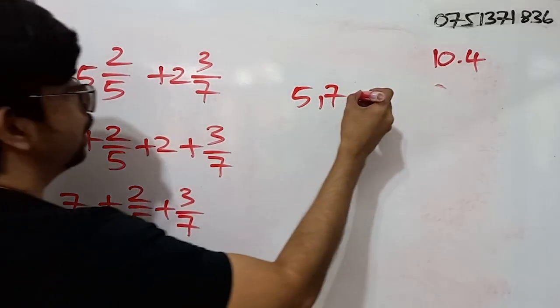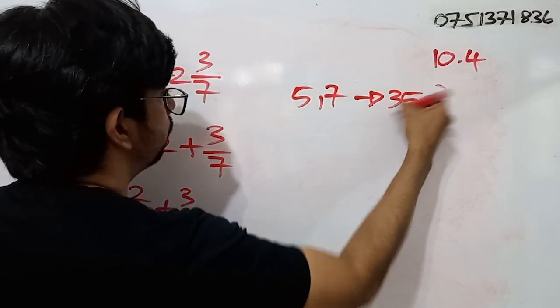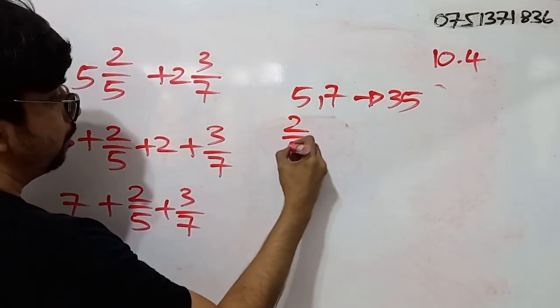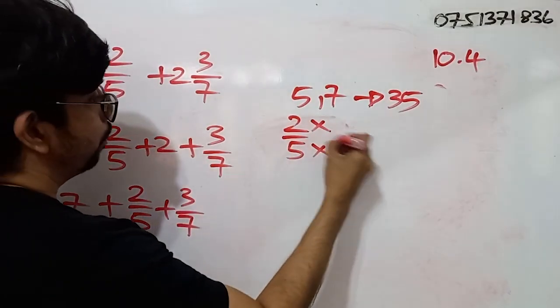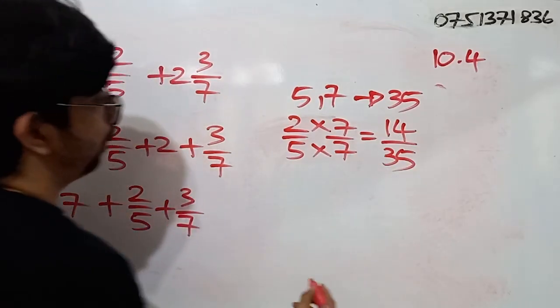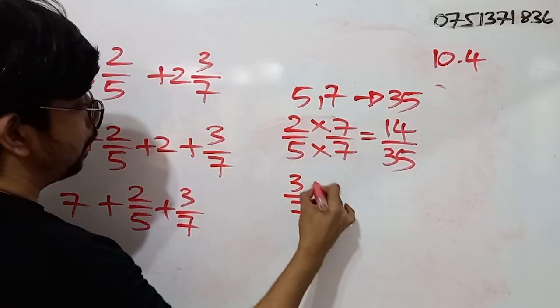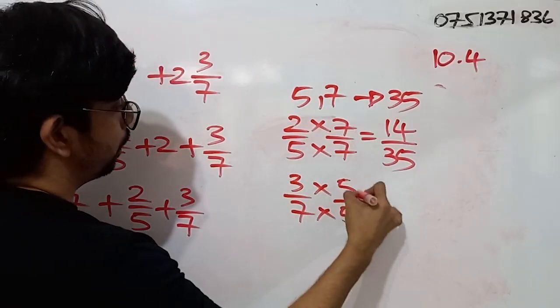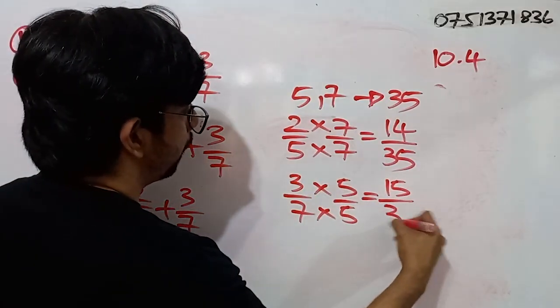So we can consider the LCM. So it will be 35. Right, so 2 by 7, I'll multiply both denominator and numerator by 7. So it becomes what? 14 by 35. Then 3 by 7, I'll multiply both denominator and numerator by 5. So this becomes 15 by 35.